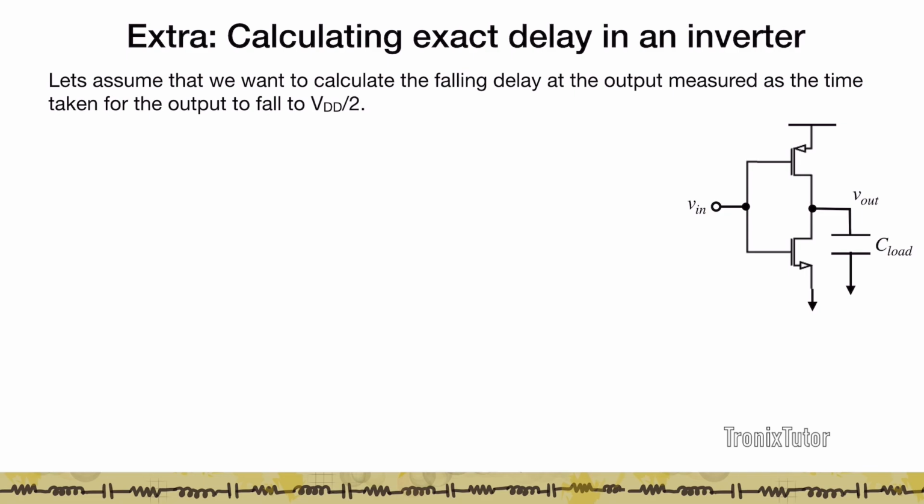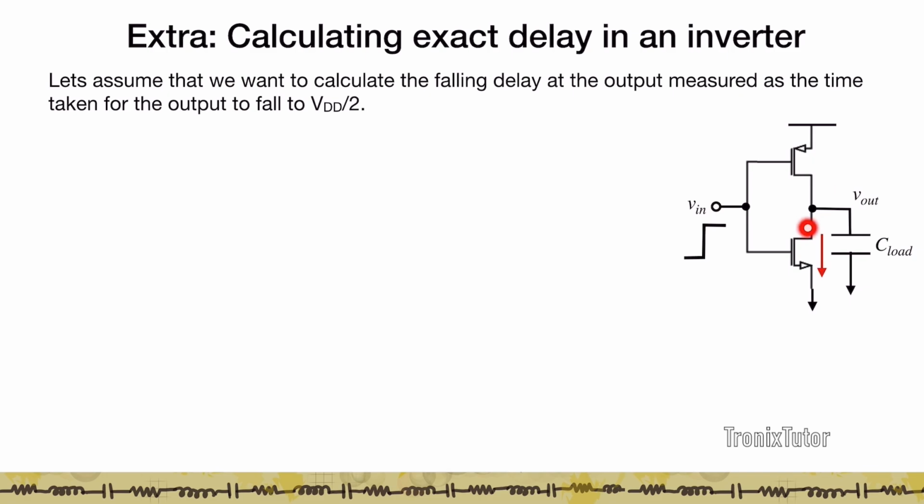So let's look at how to mathematically put it all together. Suppose you want to actually go through the exercise of solving for the delay for a given inverter circuit, right? So let's assume that I've taken a specific case. Let's assume I want to find the falling delay at the output in this particular inverter, right? So I have again applied a step input from 0 to VDD. I want to know how Vout falls.